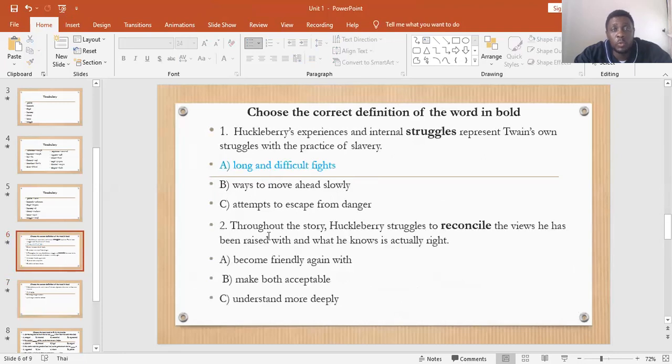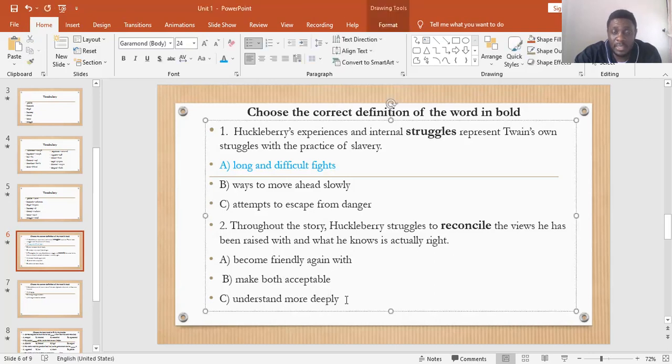Now, number two: throughout the story, Huckleberry struggles to reconcile the views he has been raised with and what he knows is actually right. A, become friendly again with. B, make both acceptable. C, understand more deeply. So the answer is C, understand more deeply.